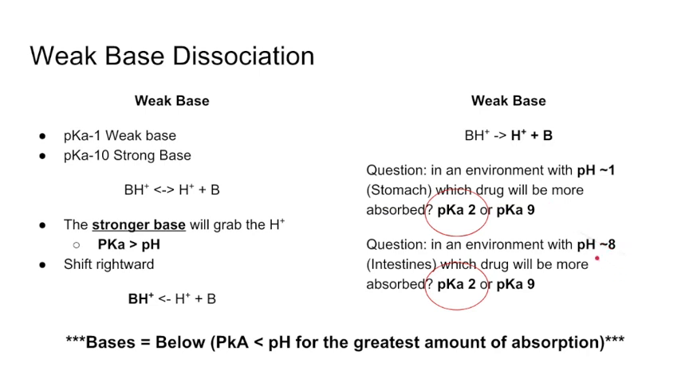If you change the pH, the question remains the same. You have a pH of 8 in the intestines. Which of the drugs would be absorbed better? The pKa of 2 or the pKa of 9? And again, the answer is 2 because, again, we want the weaker base.